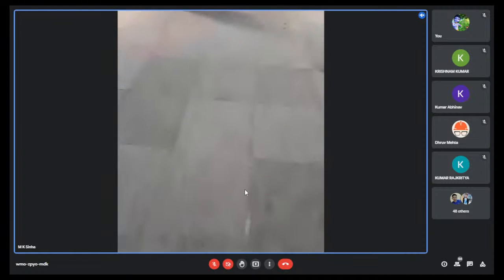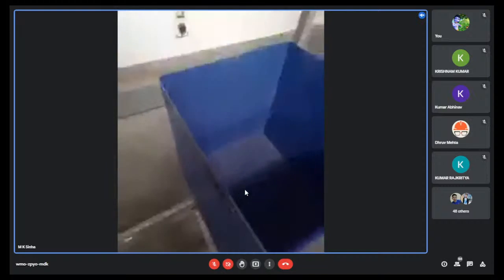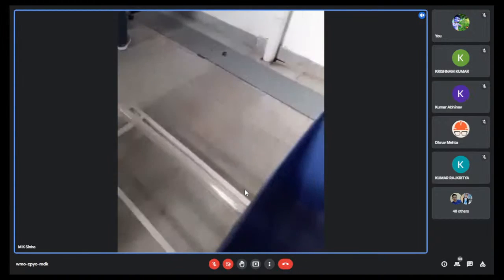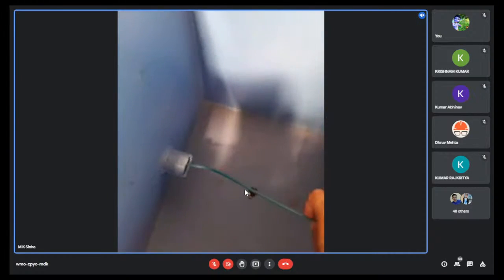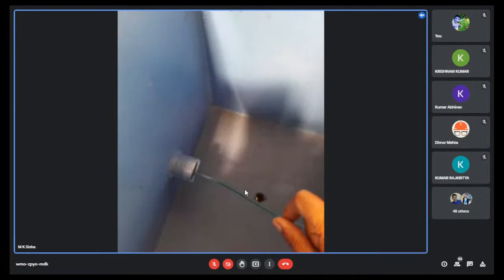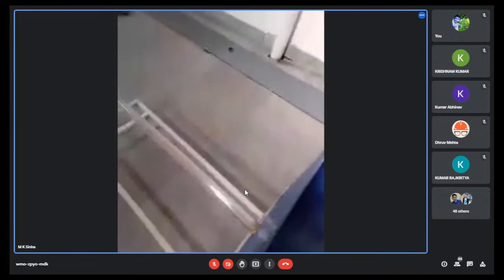If anybody has not seen, that is the experimental setup. You can also visualize the Reynolds number. Here, this is the dye providing system, providing the dye in a tube in the pipe. A straight line flow, a streamline flow, means laminar.